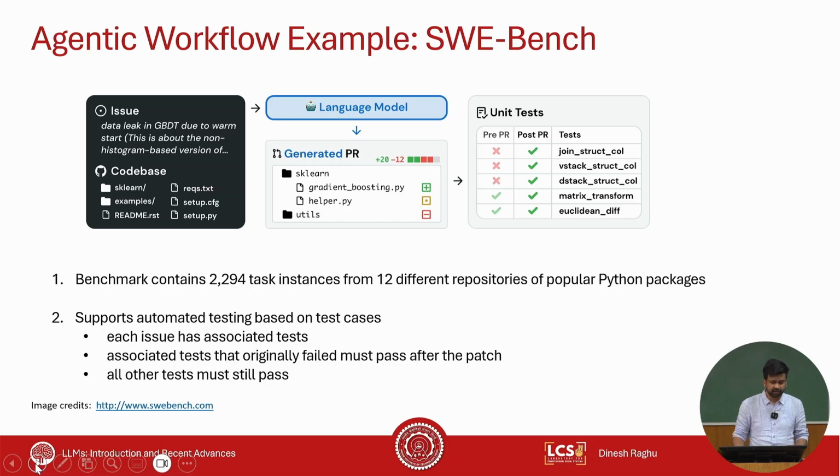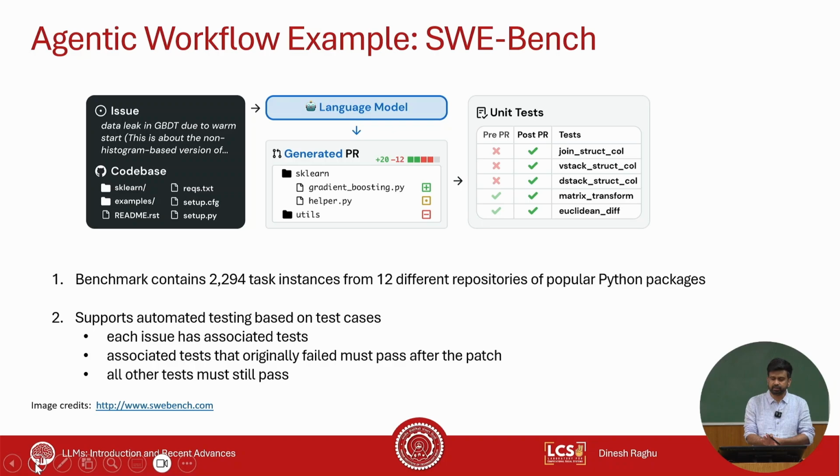The issue may look like "data leak in GBDT due to warm start", and then it describes the whole issue, which is the first post of the GitHub issue. And then it is also provided with the entire code base of where this issue was reported. So you take the commit before when the issue was reported, and that represents your code base. So the code base is not the same for all issues within that particular repo. And then the goal is for a language model to create a pull request for this particular issue.